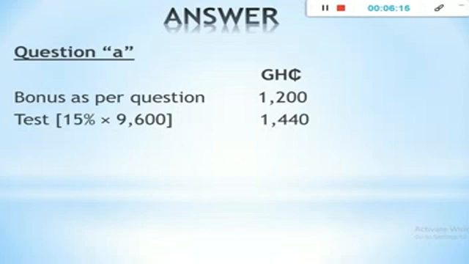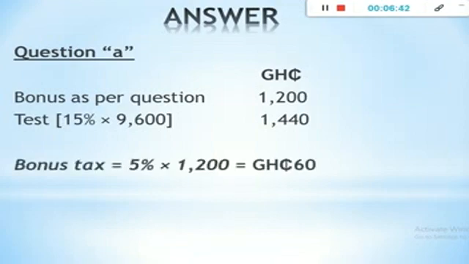We realize that the bonus amount here is lesser. So the test amount is rather greater. So there's nothing like an excess bonus over here. Since there's no excess bonus, we will just charge a tax of 5% on the gross amount of the bonus. The bonus is 1,200, so we just charge a tax of 5% on the 1,200. So that's it. Bonus tax will be equal to 5% on the 1,200, and I'm going to get an amount of 60 Ghana cedi.